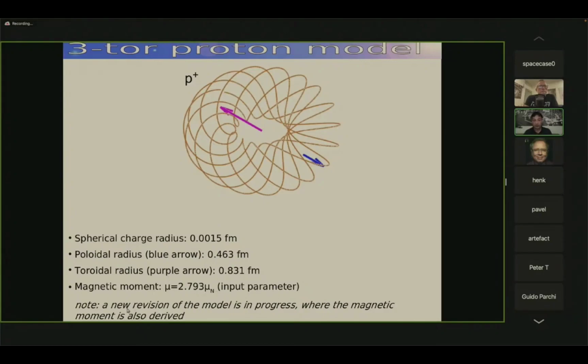And again, we take the magnetic moment as an input parameter. I should note that I now have a revision in progress that will be published in the future, where we calculate the magnetic moment as well. So all of these parameters will be calculated, and they seem to be matching experiment. So that somehow is a good sign that we might be on the right track with the proton model.